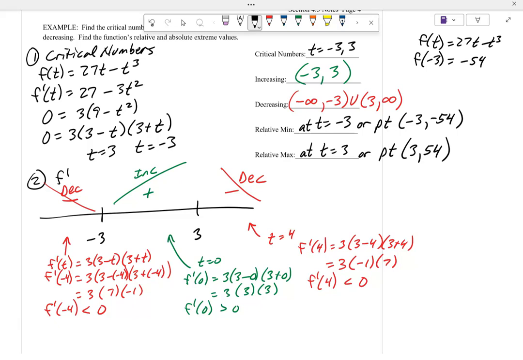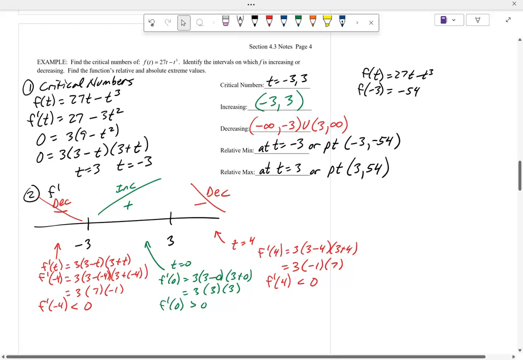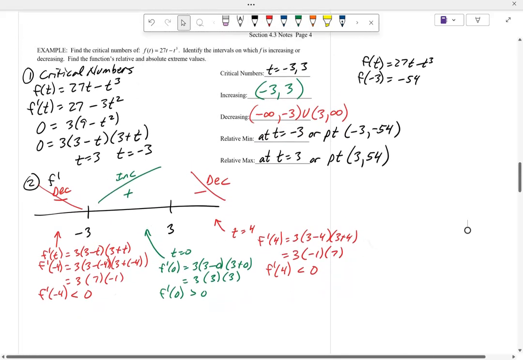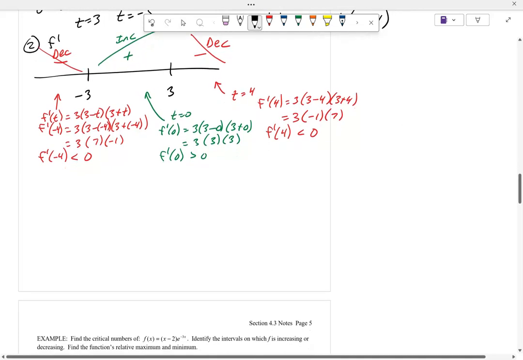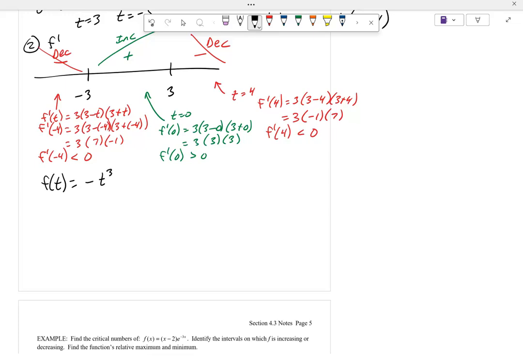Okay. Now, I do want to think about this a little bit with our pre-calculus. If you think about this function here, let me go down here for just a second. F of t is 27t minus t cubed. Let me write it this way: negative t cubed plus 27t. Notice that this original function is odd, but the leading coefficient is negative. So it looks kind of like negative x cubed. It's going to go up to the left and down to the right.